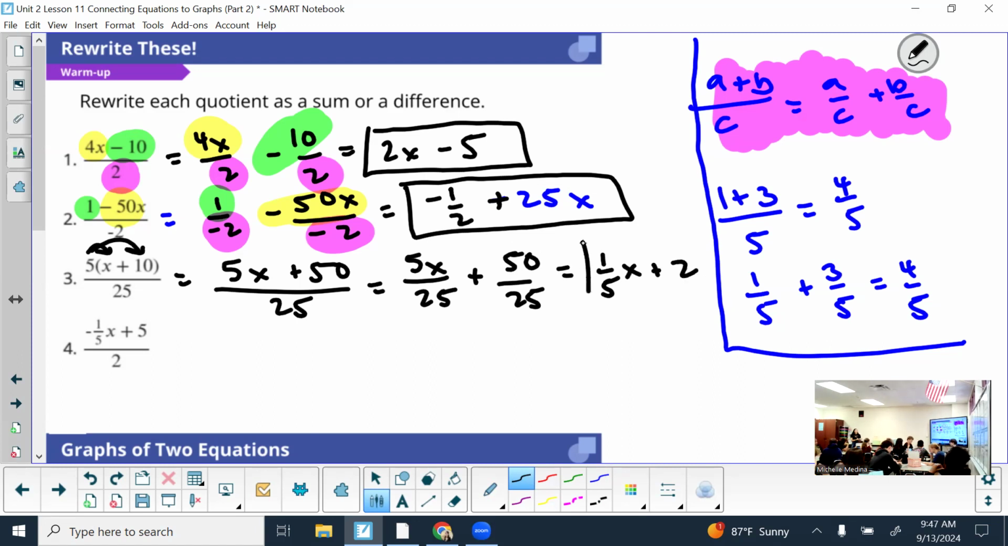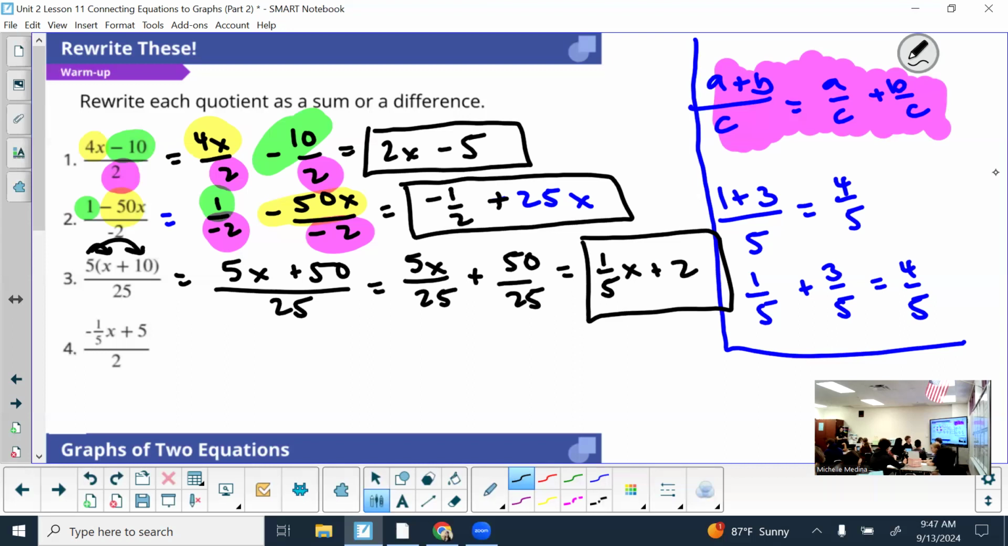Perfect. 5/25, if you said 0.2, that also works. But you'll see, I don't know if this was familiar to anyone at all, but for slope intercept form, the number in front of the x is easier to graph when it's a fraction versus a decimal. It's easier to go up 1 to the right 5 versus going up 0.2 to the right 1. So for these, we might prefer the fraction. And then, yeah, 50 divided by 25 is 2.